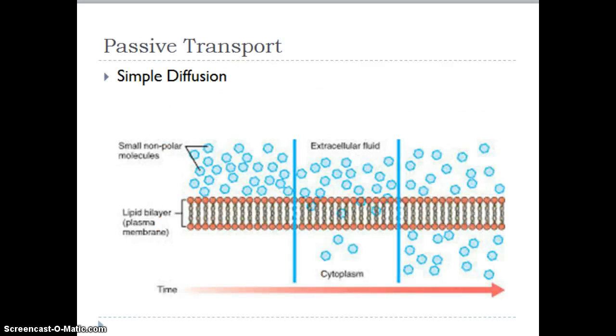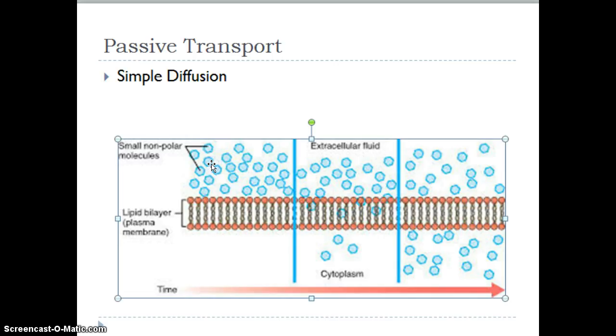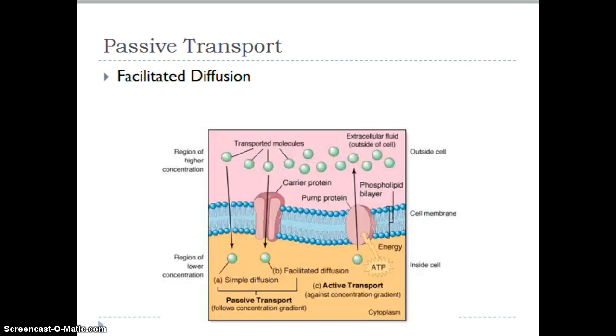Passive transport involves diffusion. Simple diffusion is the easiest or most simple way of understanding what passive transport is. If you get a huge concentration of molecules on one side of a membrane, after a while, if they're small enough, after time you will get an equal concentration on the inside and out. That is what simple diffusion is.